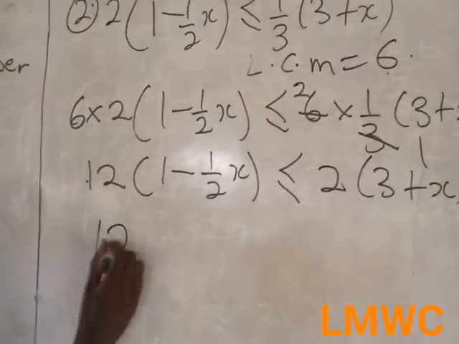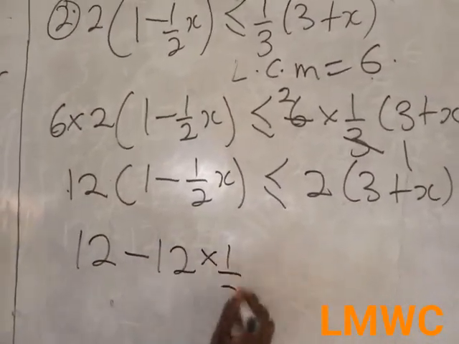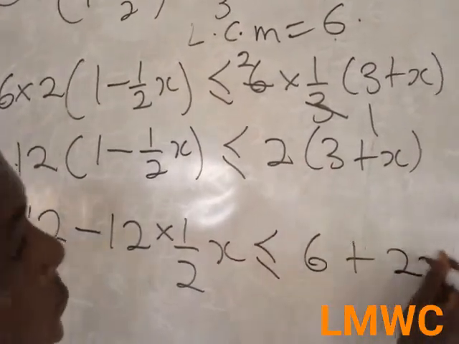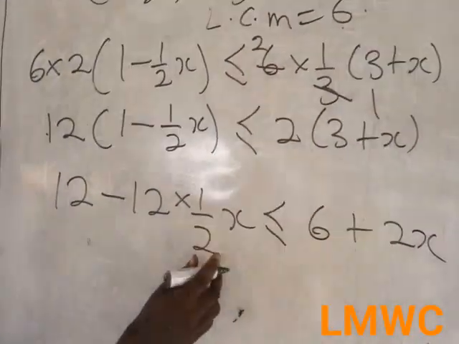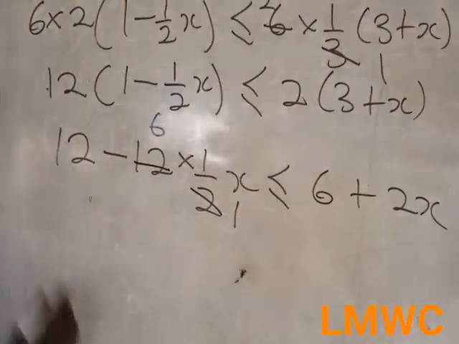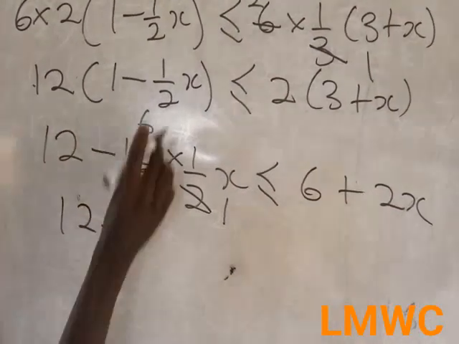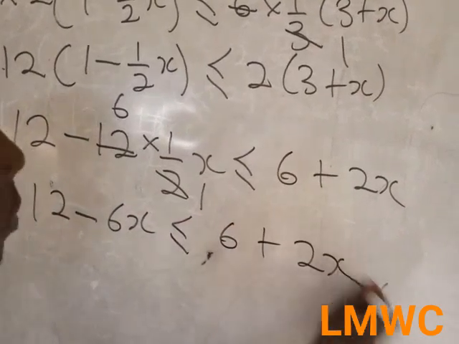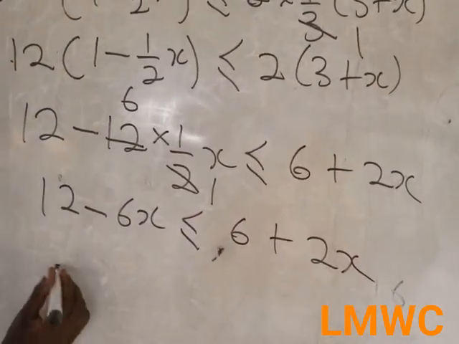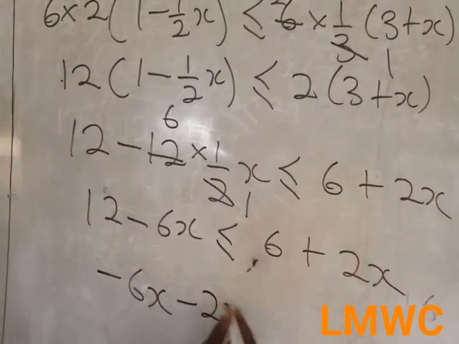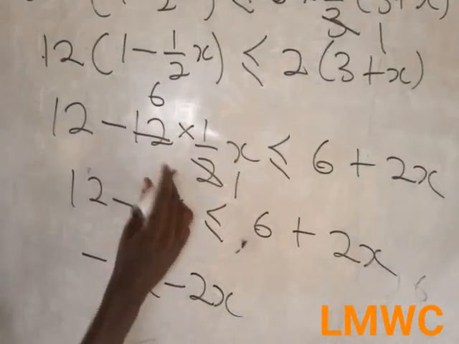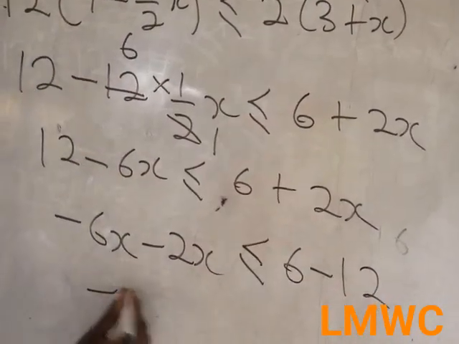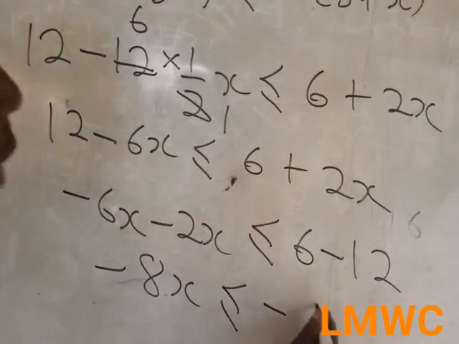12 times 1 we have 12 minus 12 times half x less than or equal to 2 times 3 is 6 plus 2x. Now we are still having a fraction, so you divide it. So we have 12 minus 6 times x is 6x less than or equal to 6 plus 2x. Let us group our like terms. It becomes negative 6x minus 2x. Once this comes here, it becomes negative, less than or equal to 6 minus 12. So negative 8x is less than or equal to negative 6.